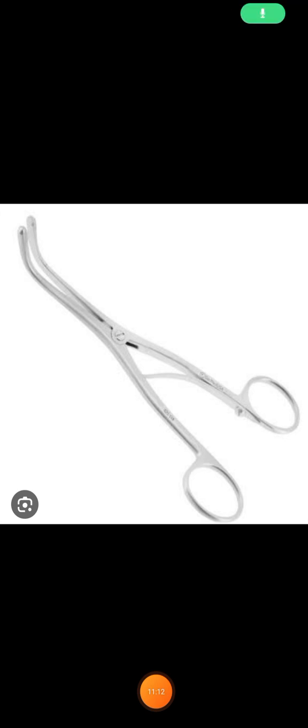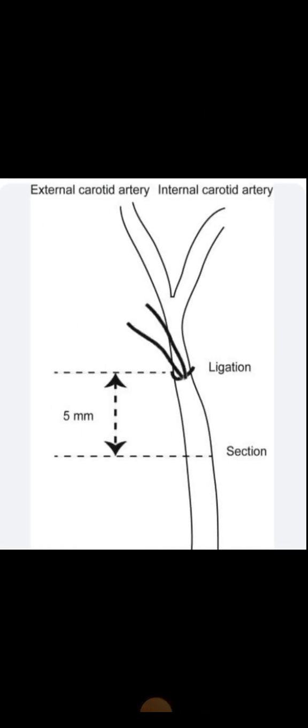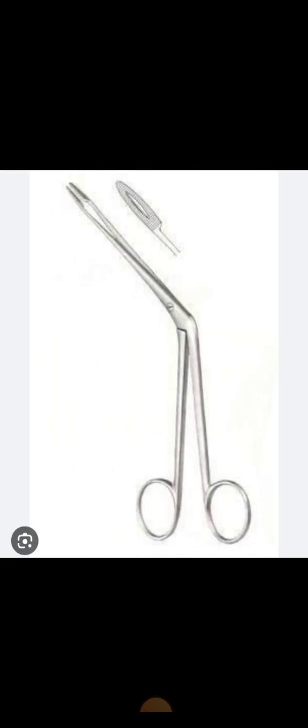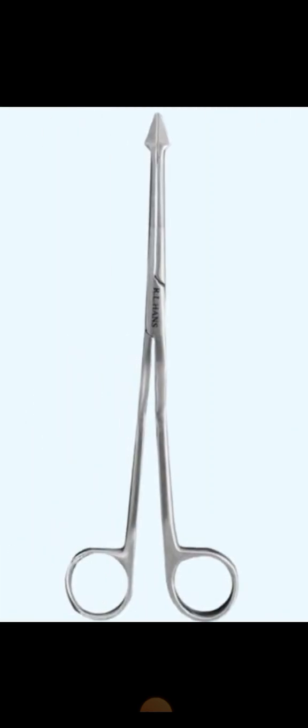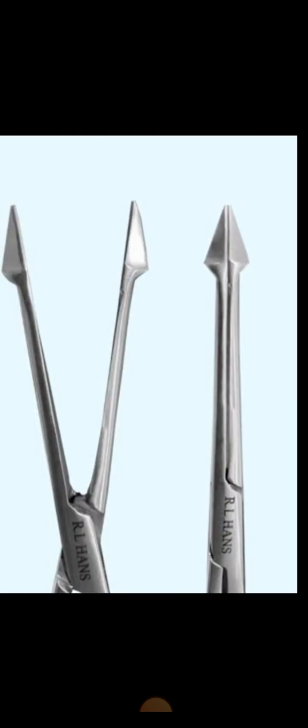Let's do another quick revision. This is tracheal dilator. This is tonsil holding forceps. Here is the ligation of the artery shown. Here you can see that this is the Hartmann's forceps, and here is the peritonsillar abscess forceps. Here is another peritonsillar abscess forceps, or quinsy forceps, and this is the Tilley's dressing forceps. Again, Tilley's dressing forceps. Here you can see another Tilley's dressing forceps. This is mainly your tonsil holding forceps, and this is your lux forceps.